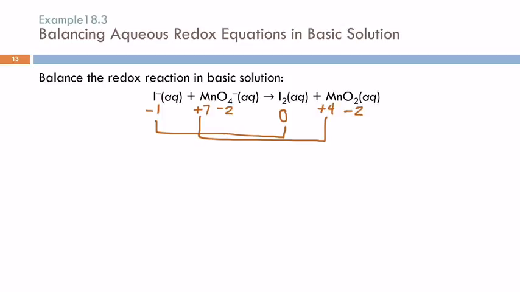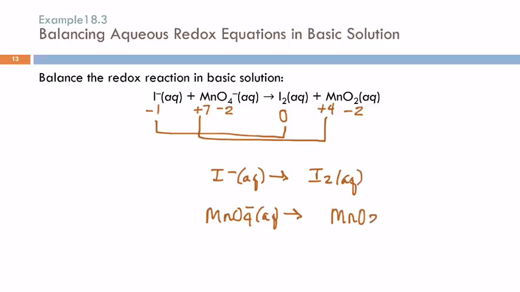So I'm going to write these separately. I've got the I minus, aqueous, and that's becoming I2, aqueous. And then I've got the permanganate ion, aqueous, and that's going to MnO2, aqueous. So my two half reactions. What do I balance first? Mass or charge? Mass. So here I have I minus and I2. How can I balance the mass there? I need 2 iodides. That's why you don't want to balance the charge first, because when you balance the mass, it might mess up the charges.